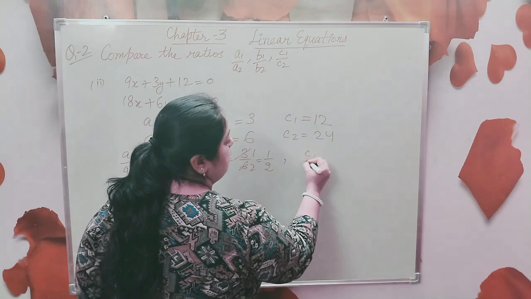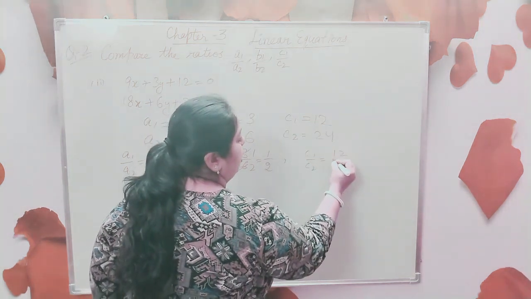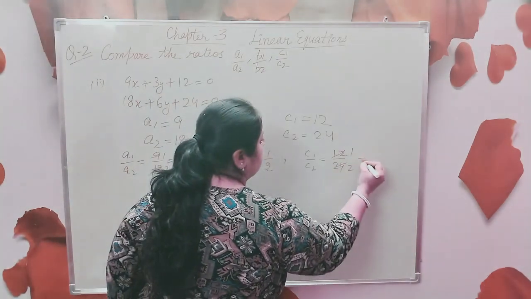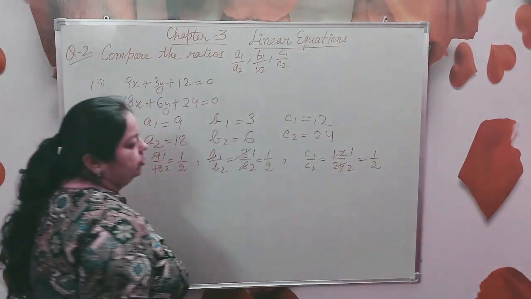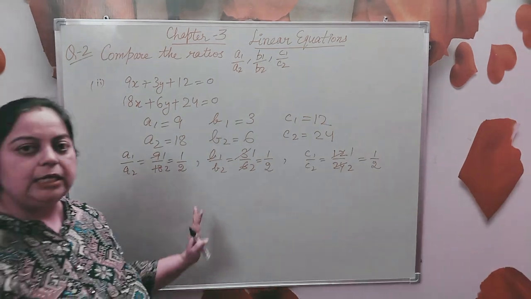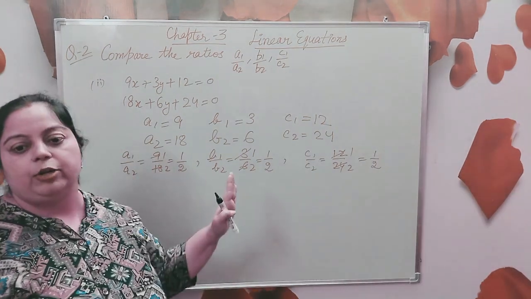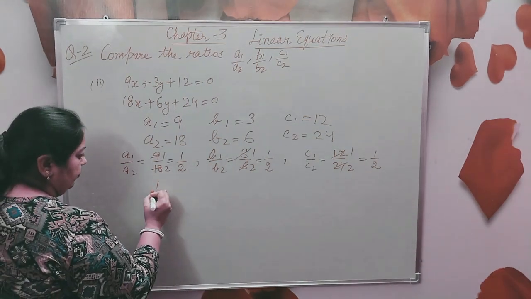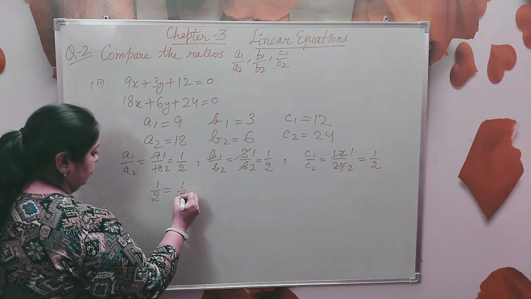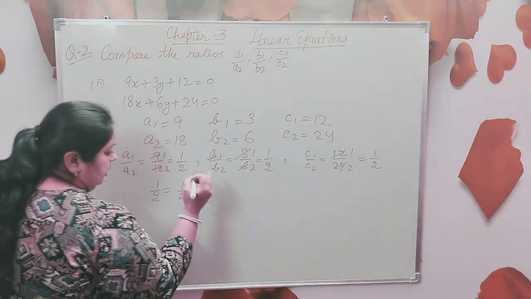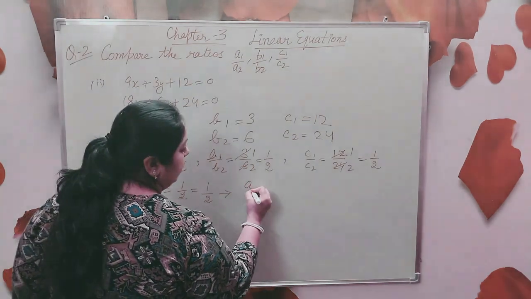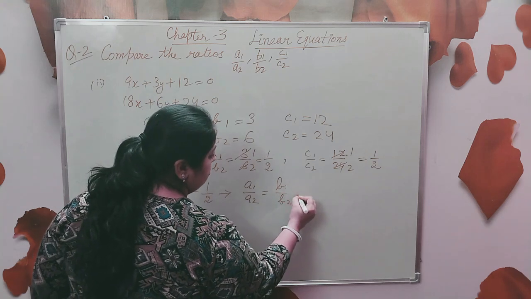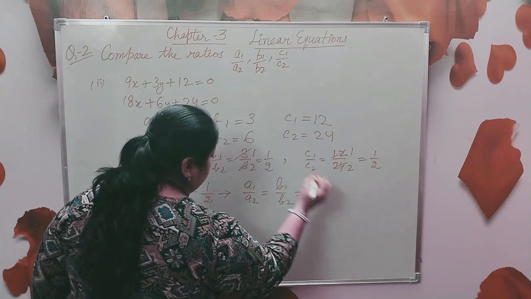After that c1 upon c2, 12 upon 24. This can also be cut. That is also equal to 1/2. So by comparing these ratios, these all are equal to 1/2. That means these all are equal. 1/2 is equal to 1/2 is equal to 1/2. This means a1 upon a2 is equal to b1 upon b2 is equal to c1 upon c2.